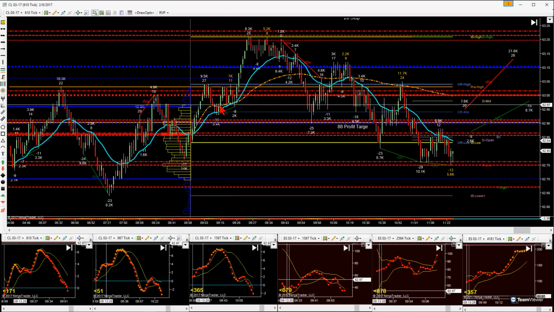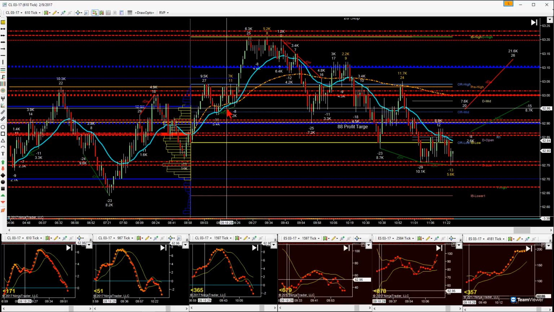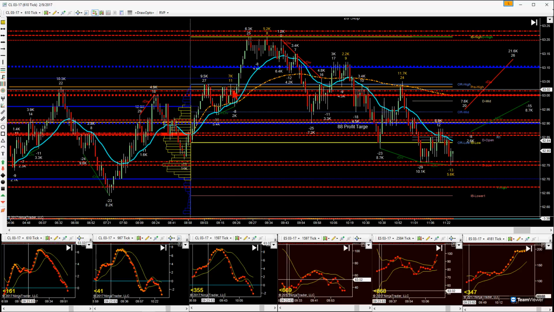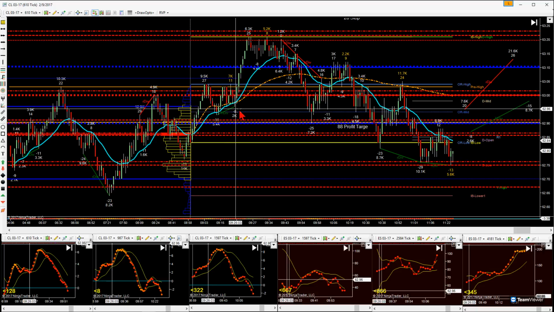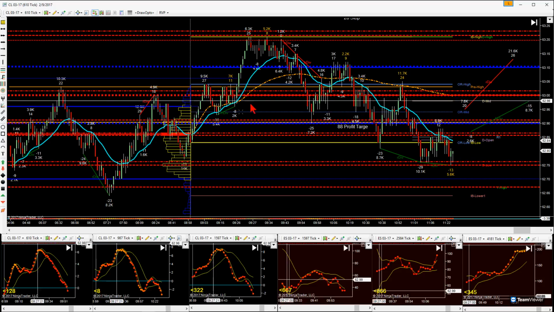We then come and we test it again, right? So here we test 21 EMA, we test VWAP, it holds, we test the high again, and although we have very slight negative divergence in the 610, we have none in the 987, none in the 1597. We come and we test here again, and this is where your long is.